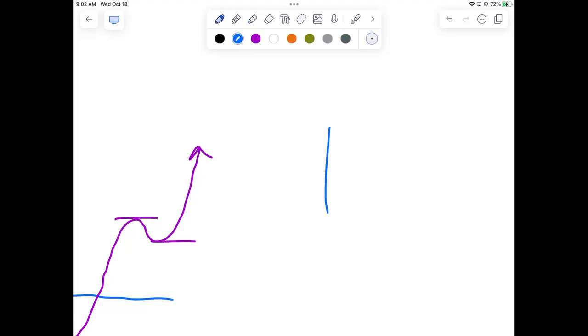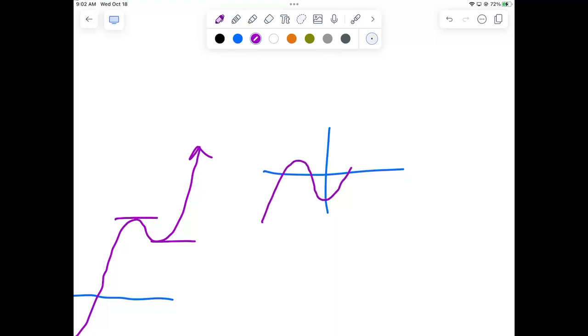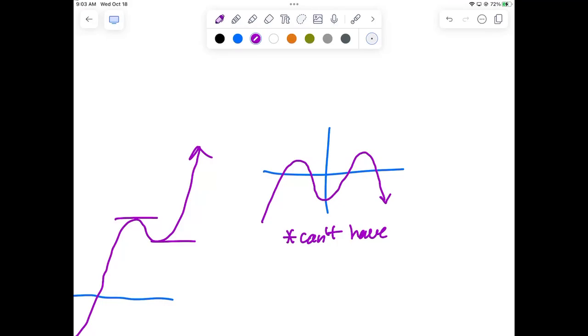We'll come over here, draw a little x and y axis. 3 local extrema means I'm only allowed to turn around 3 times. So let's say I come in the bottom, I turn around once, I turn around twice, I turn around 3 times. Is it going to work? No, okay. We can't have an odd number of local extrema because it ruins the end behavior.